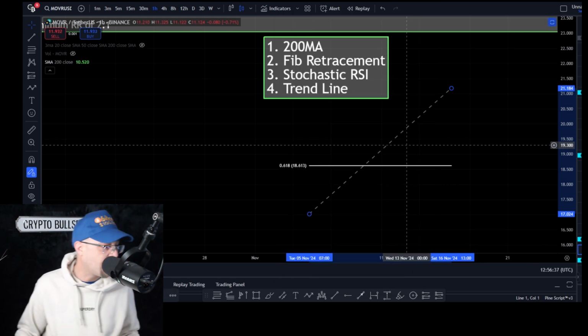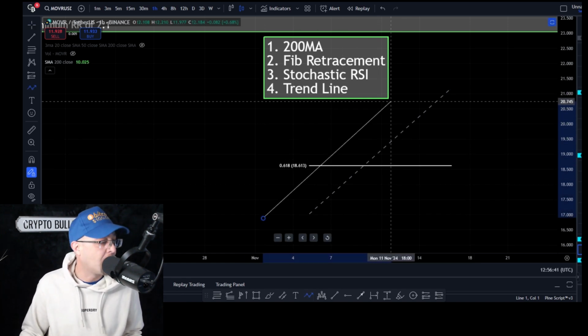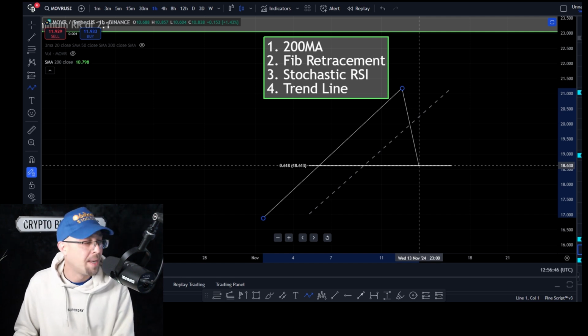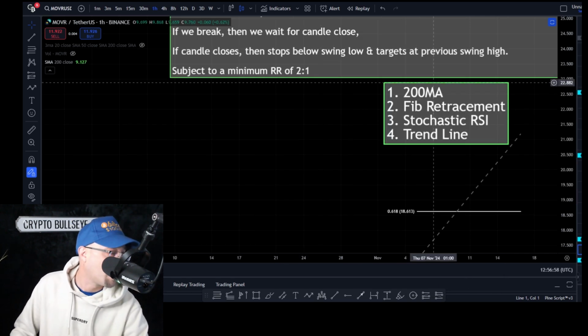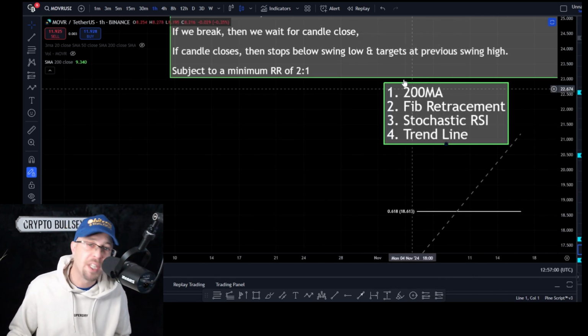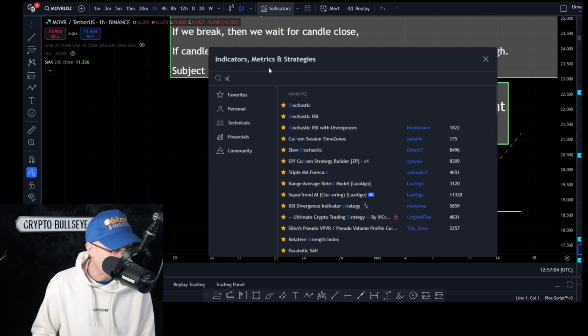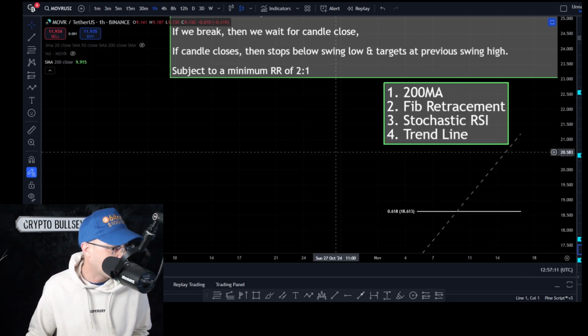So this is the aim in the game, guys. We're waiting for price to push up, pull back down, touch the 618, and then we need something else to happen. The next thing that we need to happen is the stochastic RSI. You're going back up to your indicators, and you're going to click stochastic RSI. This one here, I've already got this one. So you click stochastic RSI, and it looks like this.